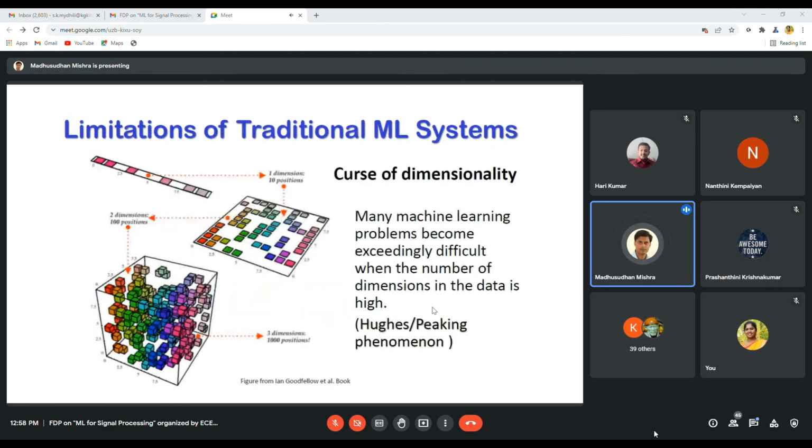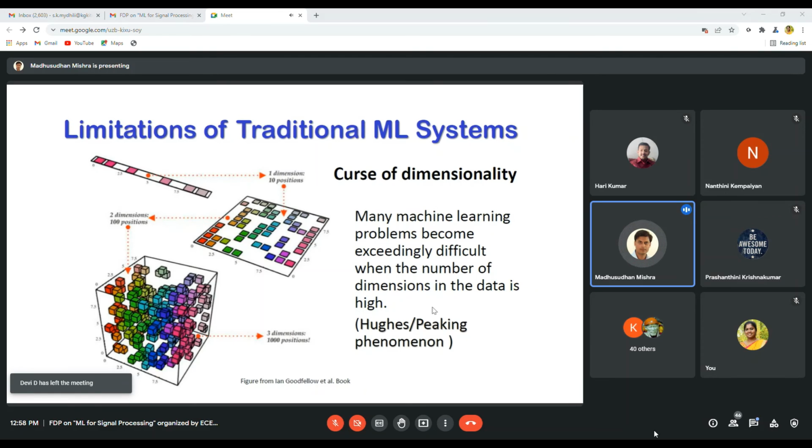But now, as we are almost at the end of this session, we have discussed machine learning systems, but there are certain limitations which ML systems suffer from. One is the curse of dimensionality. Many machine learning problems become exceedingly difficult when the number of dimensions in the data is high. This is known as the Hughes or peaking phenomenon. So if we have high dimensional data, machine learning's performance is not good. In that case deep neural networks are good.